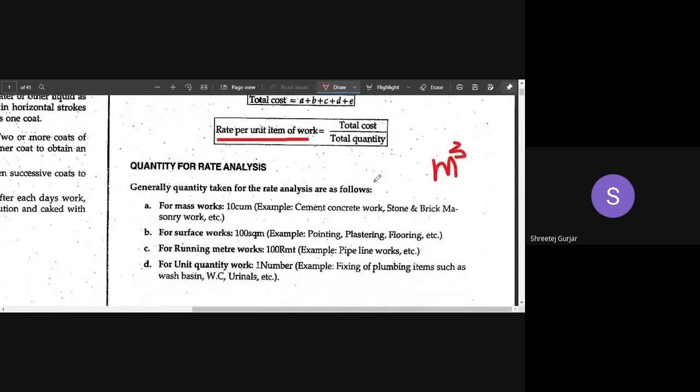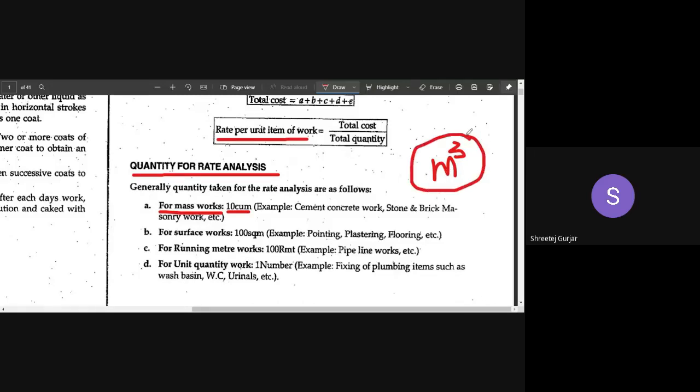So what do we do under quantity for rate analysis? Generally, the quantities taken for rate analysis are as follows. For mass work, for volumetric work, wherein it is 3D, we have to take a meter cube. So you usually assume 10 cubic meter of cement concrete work or stone work, brick masonry work, whatever we do in cubic meter. Work that we measure in cubic meters is called mass work.